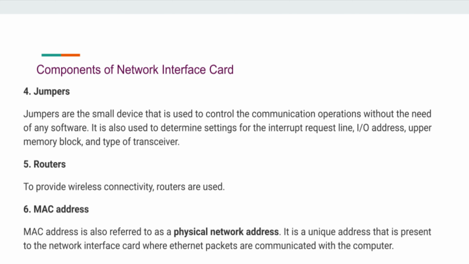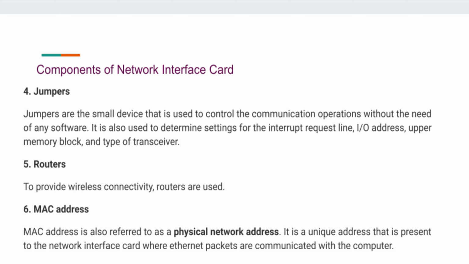4. Jumpers. Jumpers are small devices that are used to control the communication operations without the need of any software. They are also used to determine settings for the interrupt request line, I/O address, upper memory block, and type of transceiver. Point 5. Routers. Routers are used to provide wireless connectivity.